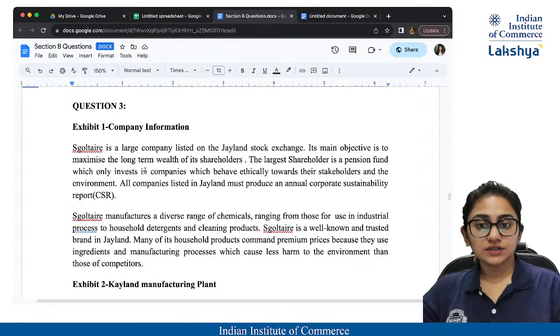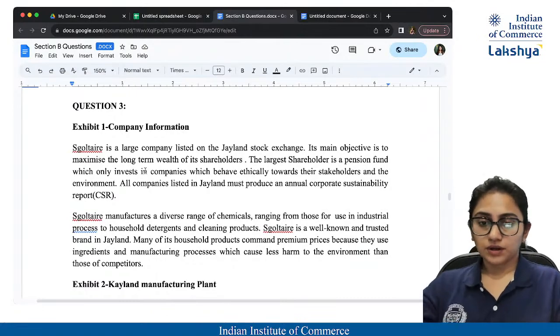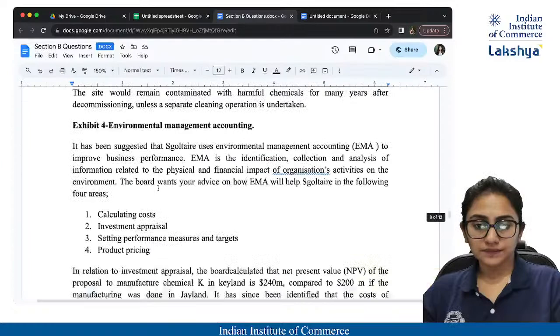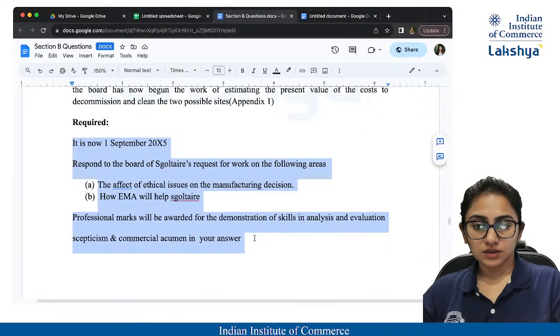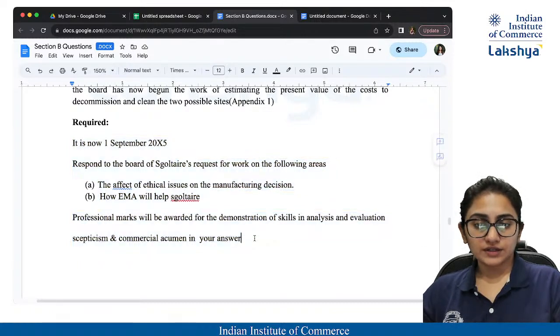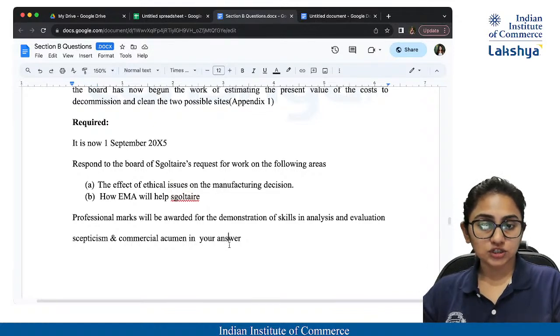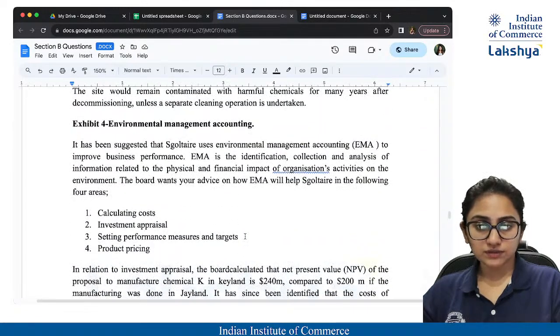So let's read question 3. Let's read the requirement first. What you have to do? It is now 1 September 20x5. Respond to the board of Altair's request for work on the following areas: the effect of ethical issues on the manufacturing decision, and how EMA will help Altair.